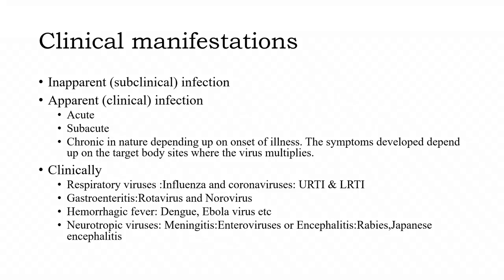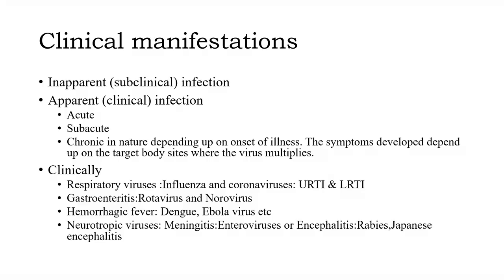Now let us look at the clinical manifestations. Mainly it can be an inapparent infection, meaning a subclinical infection not giving rise to any clinical symptoms. The second type is apparent infection, which can be acute, meaning the disease is caused immediately, or subacute, where the disease lies dormant for some time without much clinical symptoms, or it can be chronic, where the disease can spread over a period of months.